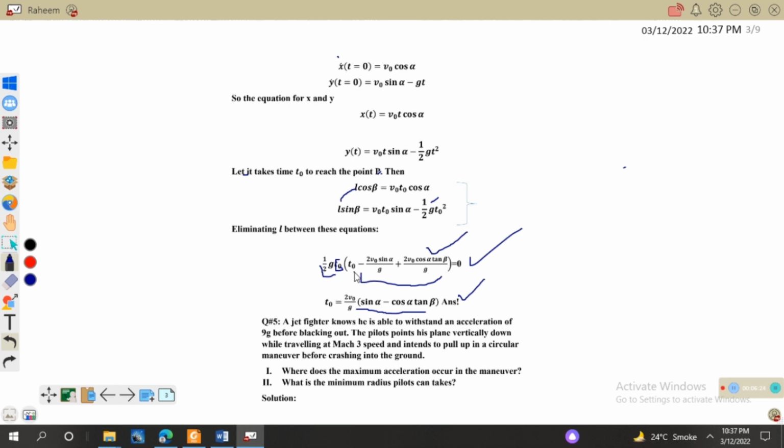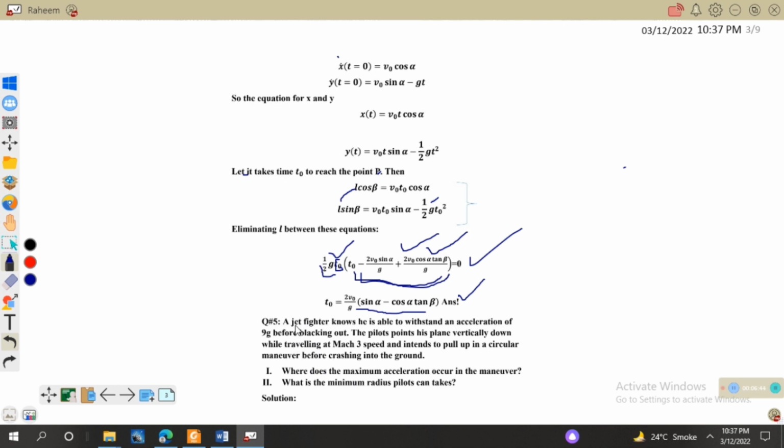If we equate separately, putting in these equations, the first term and the second term, one will give t naught is equal to 0, and the second will give t naught is equal to 2 v naught over g times (sin alpha minus cos alpha tan beta). So we have the required answer. Now let's go for another question.